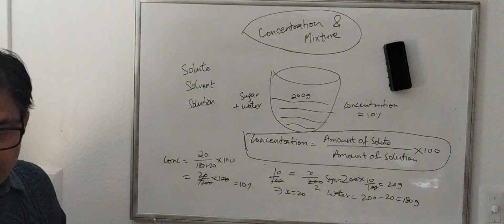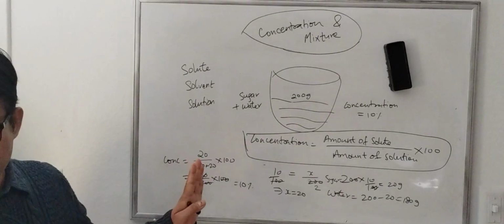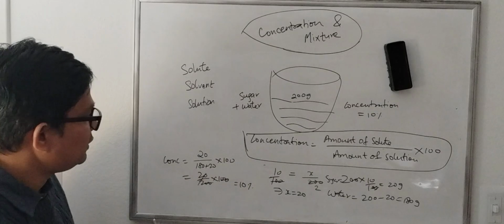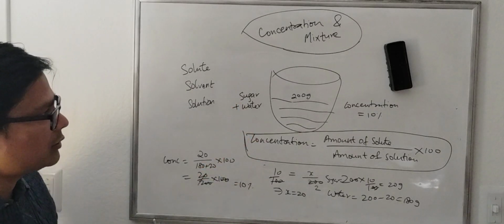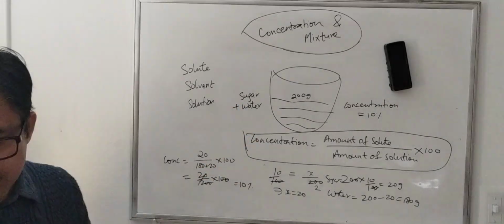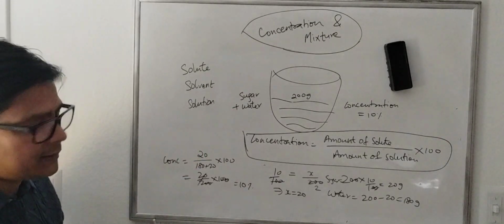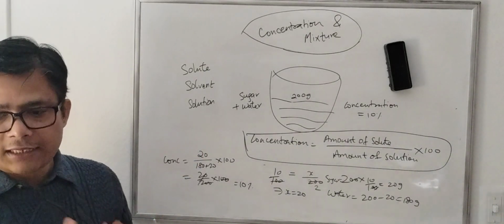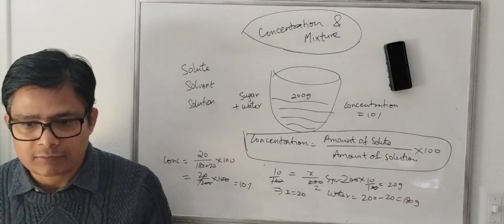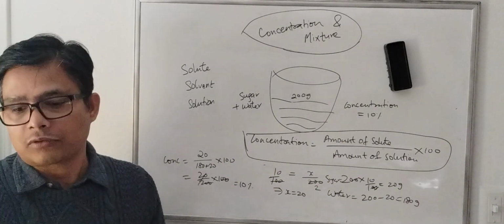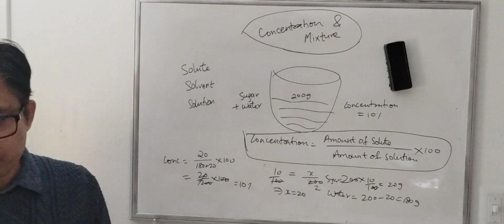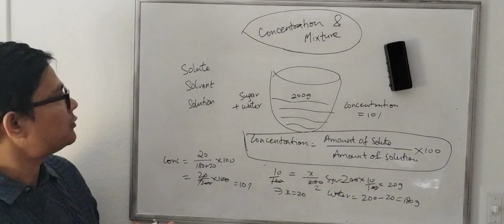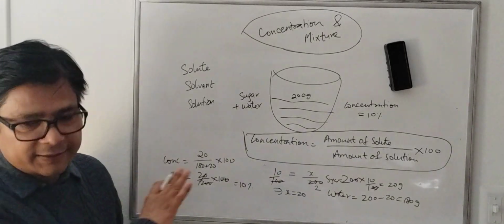Okay. Any confusion? This is one of the basic types of questions that we'll see in the area of concentration. This is a basic question: the solution amount is given and the concentration is given. You will be asked to find the amount of water and the amount of sugar or salt, whatever you have put as solute. So basically you have to find the amount of solute and solvent.